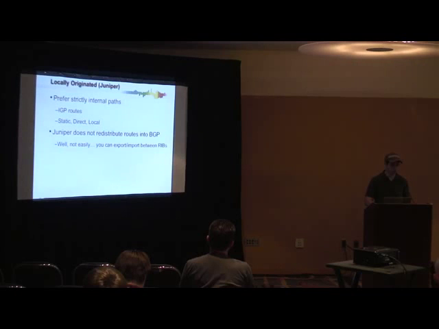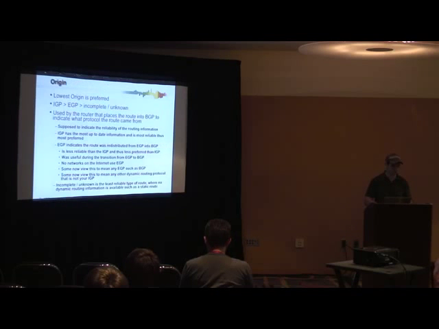So Juniper will prefer locally originated paths. It prefers strictly internal paths, IGP route, static, direct, local, over BGP paths. And like I said earlier, Juniper really doesn't redistribute locally on the router from other protocols into BGP. It redistributes them towards exporting towards other neighbors. It's possible to do using import and export in RIBs, but very uncommon.